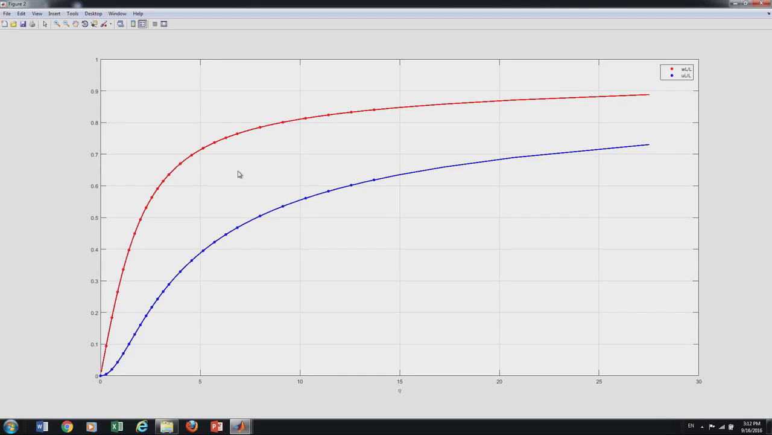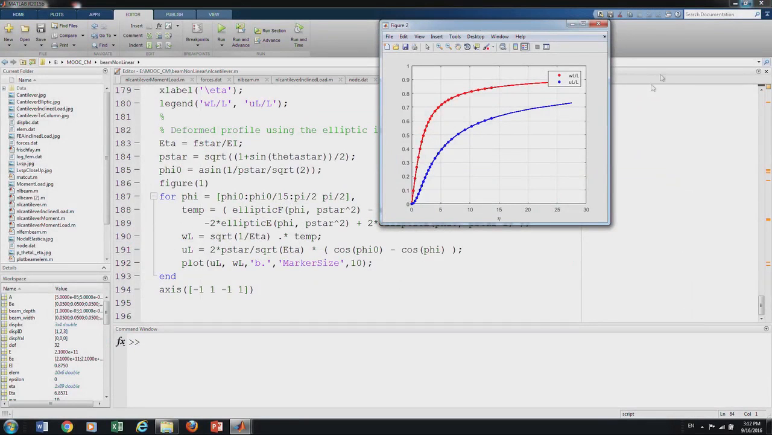The nonlinear beam code using co-rotation beam element, our own in-house code, and the elliptic integral solution that we have implemented over here in the same code, they both are agreeing with each other.